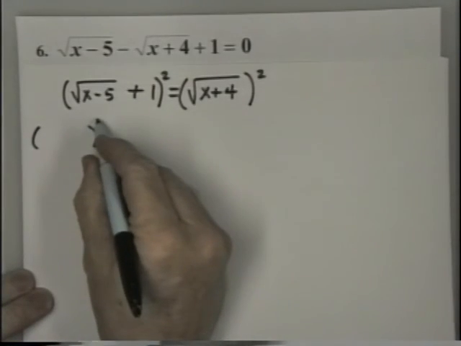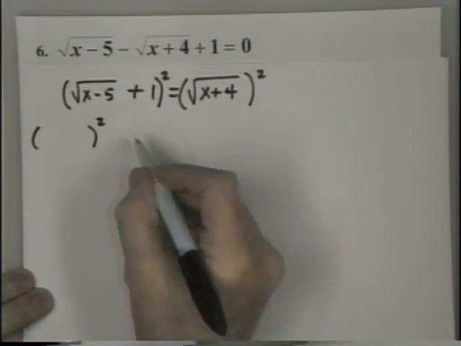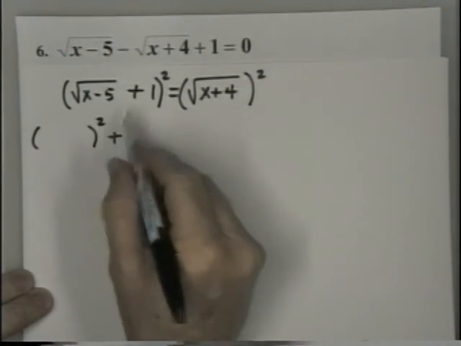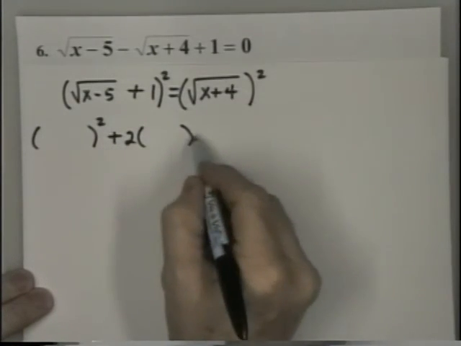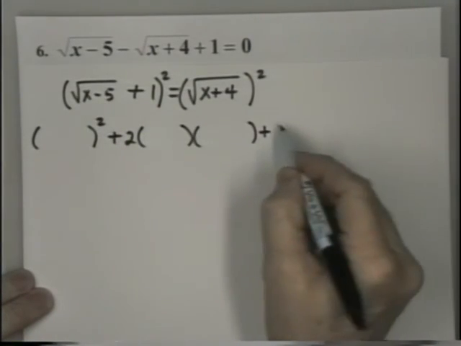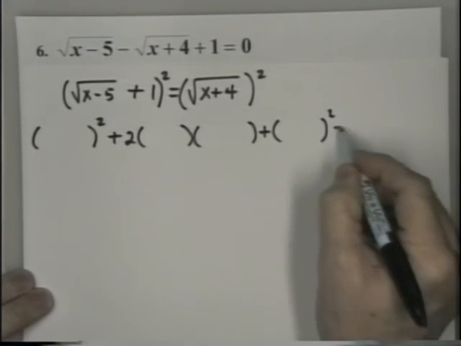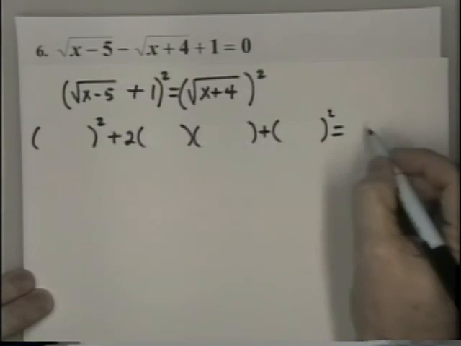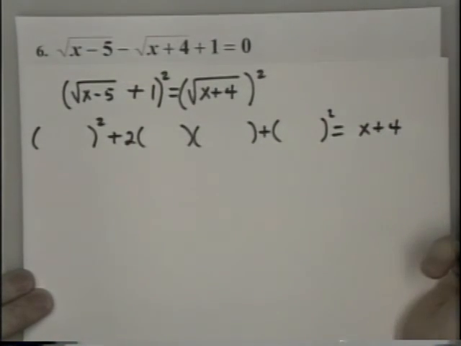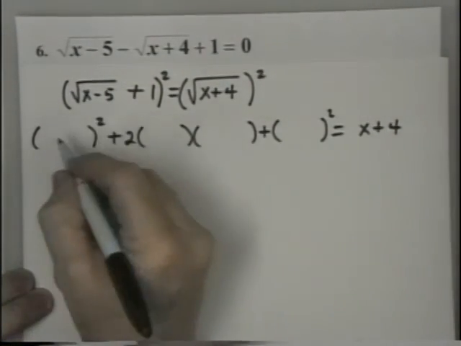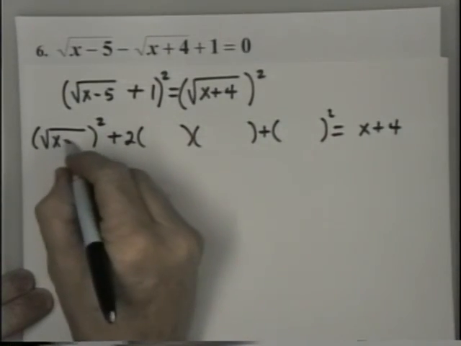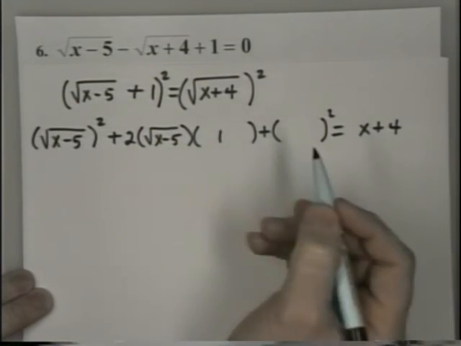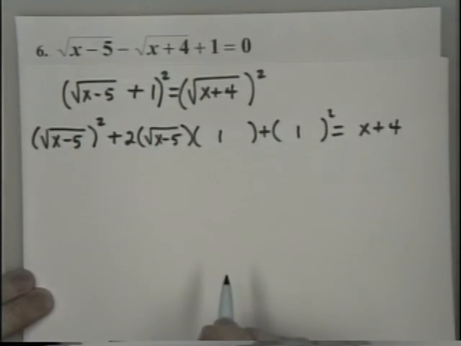Again, I think if you'll practice this a bit, you'll find you won't even need to do this, but it's the square of the first plus twice the product of the two plus the square of the second is equal to, and this is the easy side, you're squaring the square root of x plus 4. That's x plus 4. And in here, here's the first, then twice the product of the first and the second plus the square of the second.